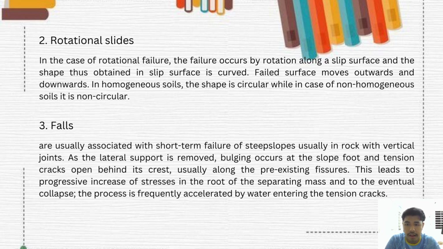Number three, fall. Usually associated with short-term failure of steep slopes, usually in rock with vertical joints. As the lateral support is removed, bulging occurs at the slope foot and tension cracks open behind its crest, usually along pre-existing fissures. This leads to a progressive increase of stress in the root of the separating mass and to the eventual collapse. The process is frequently accelerated by water entering the tension crack.